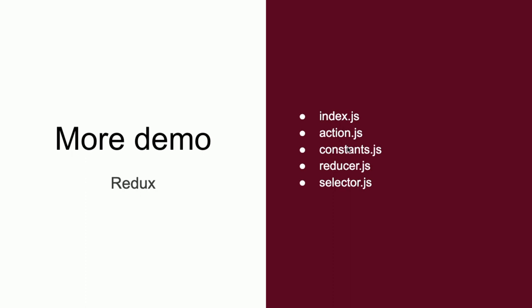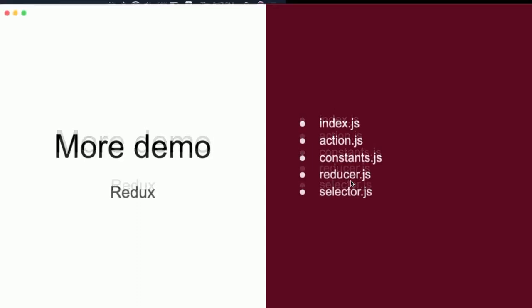So index is the entry file. Action will define all the actions that are going to be dispatched. Constant defines the variable for the type. And then reducer will be modifying your state, and selector will extract data from state and pass it back to index. So let's have a look.